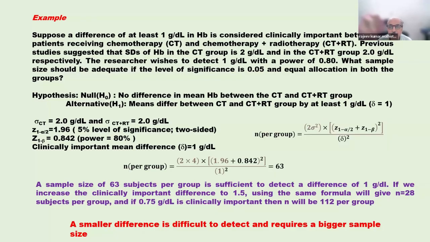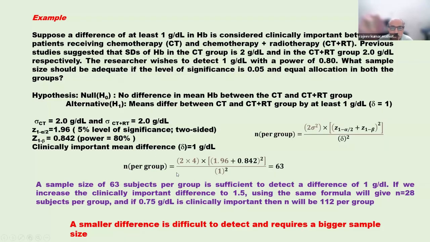The researcher wished to detect 1 gram per deciliter as a clinically important difference with 80% power. What sample size would be adequate if the level of significance is 5% and we have equal allocation in both the groups? So my question is that I am assessing whether the hemoglobin level after chemotherapy and chemotherapy plus radiotherapy is different or not, and my clinically important difference is 1 gram.